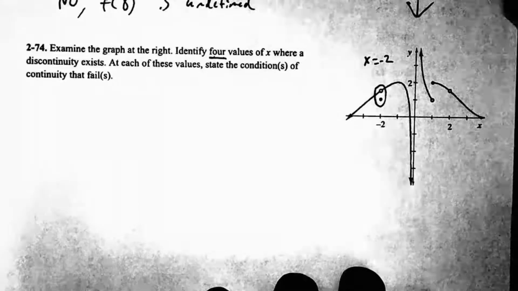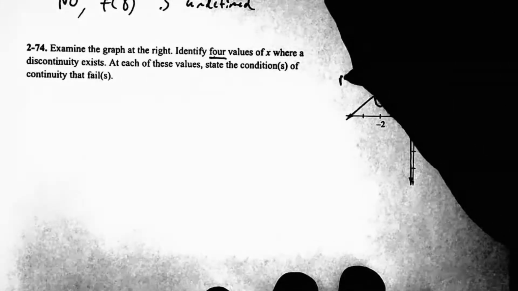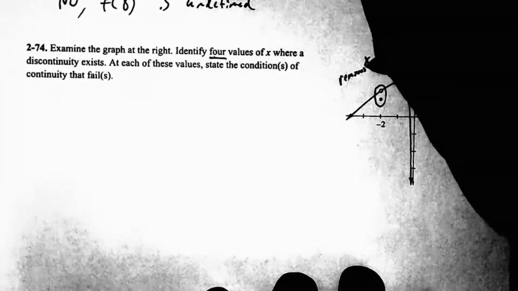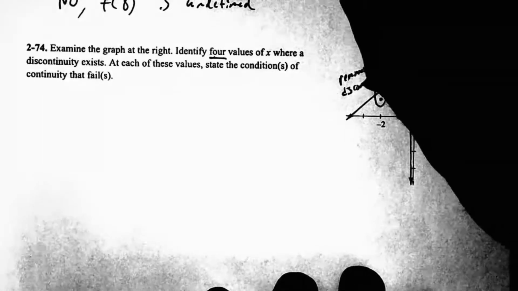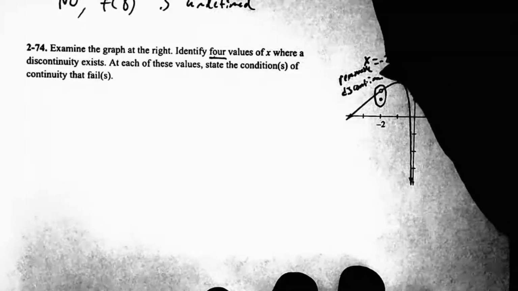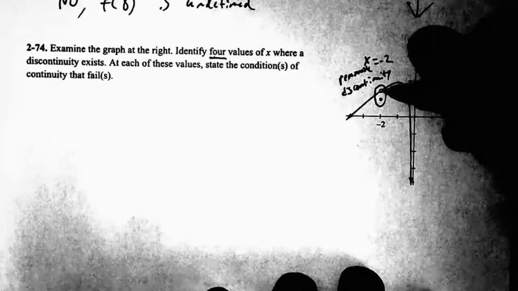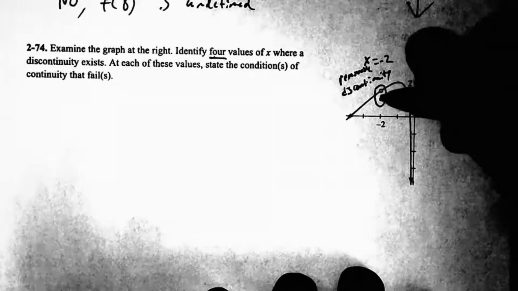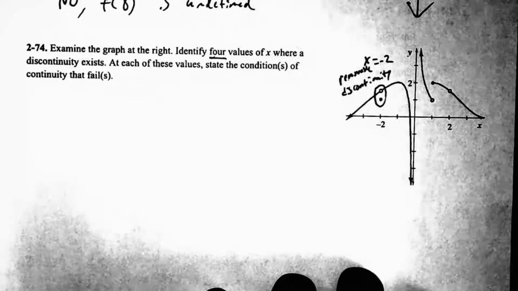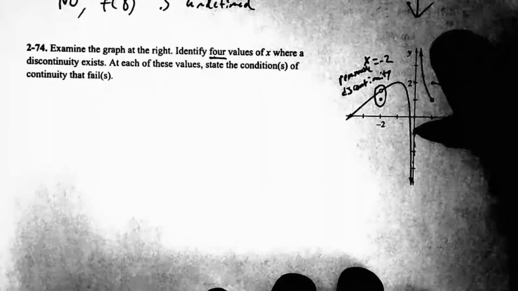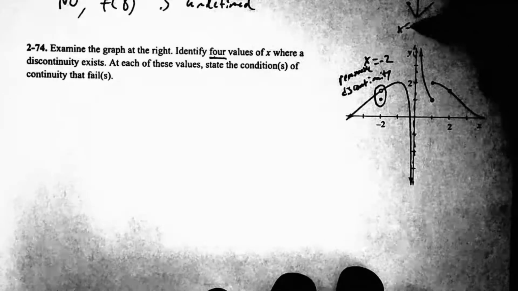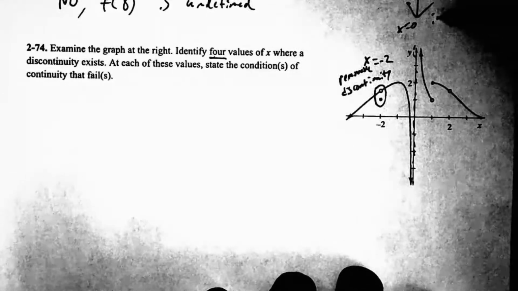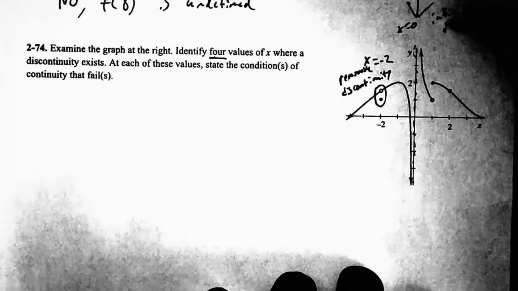This is called a removable discontinuity. Vocab term, discontinuity. Because you can sort of see, it's like we've taken a hole and drawn it somewhere else. So it's like we've removed a point, that's removable. This right here is a discontinuity at x equals 0. This is called an infinite discontinuity.